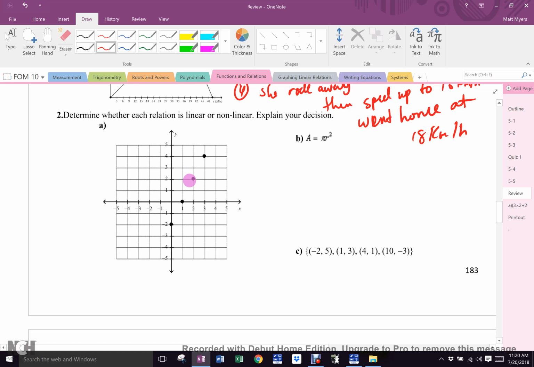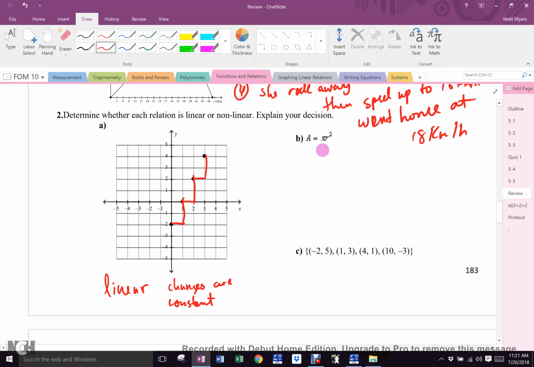A, linear or nonlinear? A, this one. Linear or nonlinear? Linear. Y, over 1, up 2, over 1, up 2, over 1, up 2. Changes are constant. 1 mark for yes or no, 1 mark for the reason.